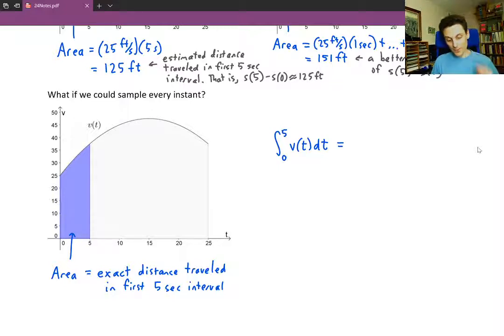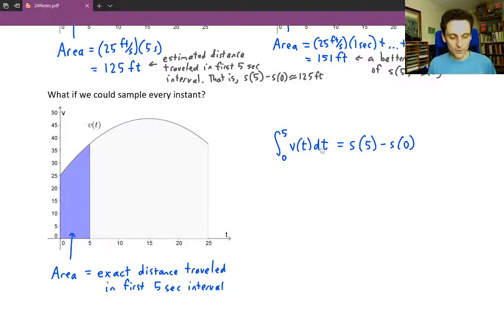But the great thing is, we have this other interpretation of how the area under the curve can be calculated. It's the change in position, right? We said this is equal to s of 5 minus s of 0. It's the change in the position. So on the one hand, the area under the velocity curve from t equals 0 to t equals 5 gives you the distance traveled in the first 5 seconds. Whereas on the other hand, you could take the position function at t equals 5 minus the position function at t equals 0, and that's another way of calculating the distance traveled on that first 5-second interval. So these two things are equal to each other.